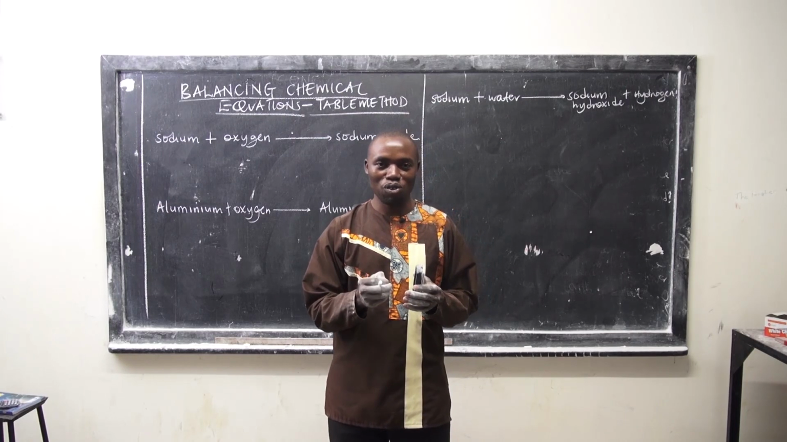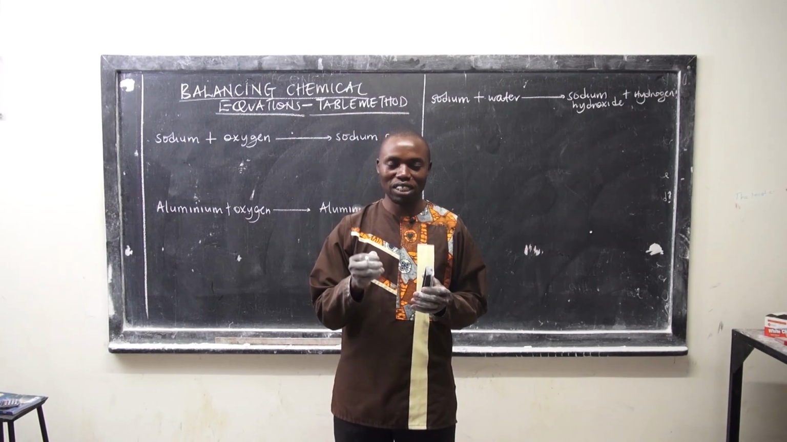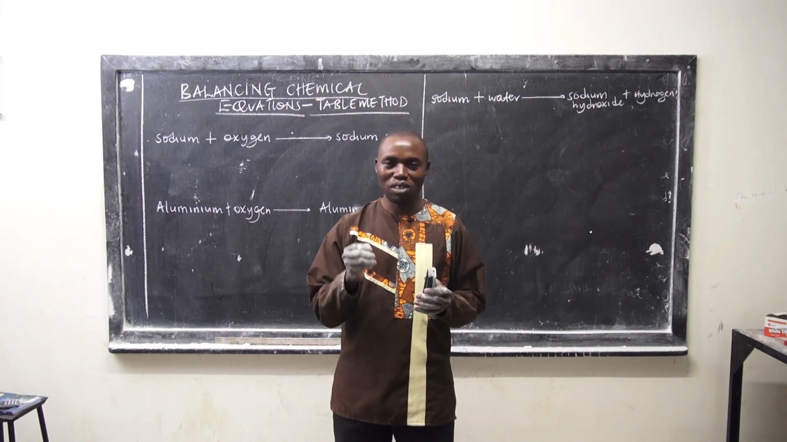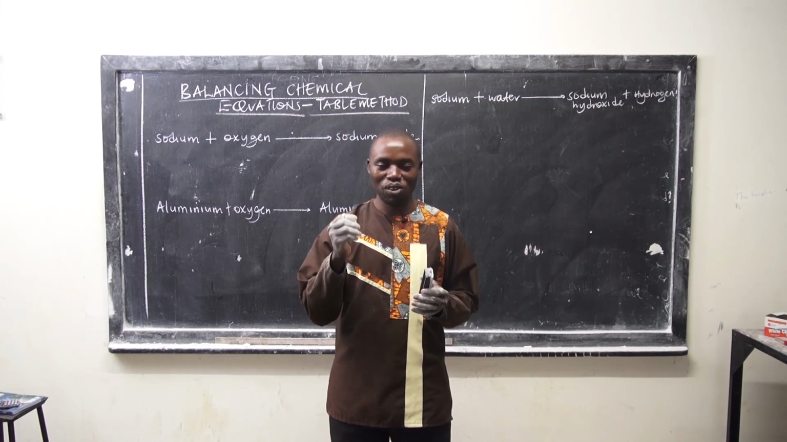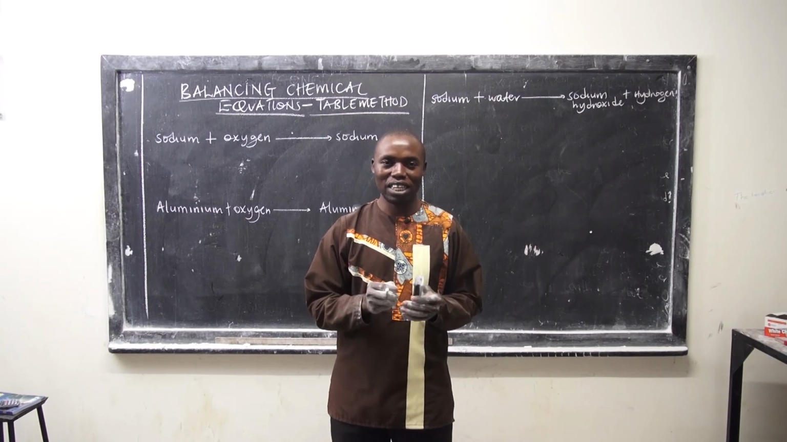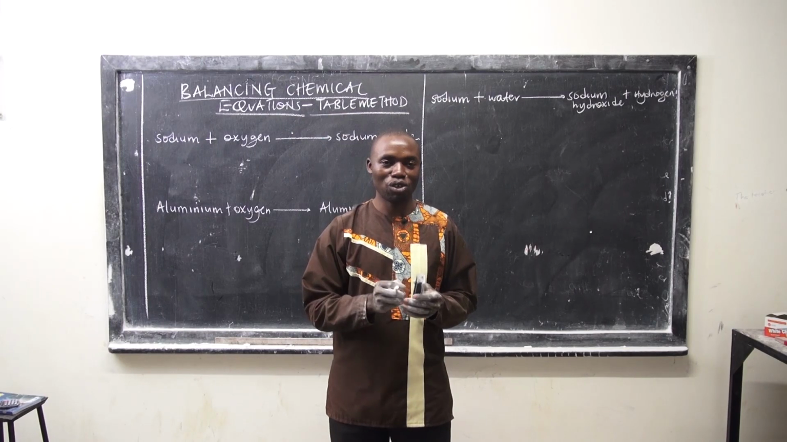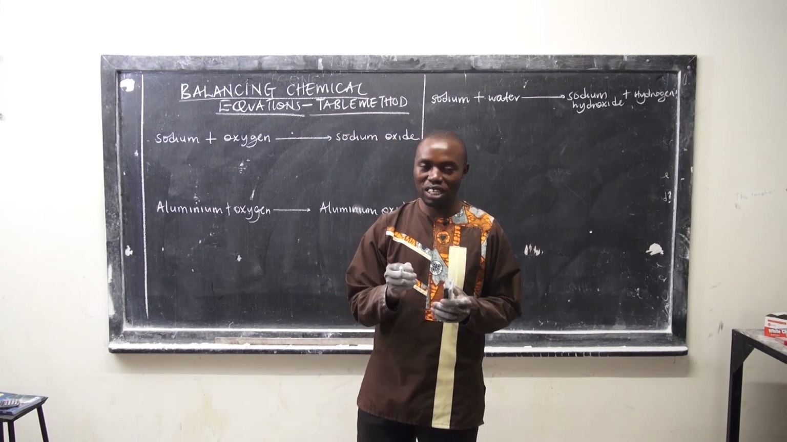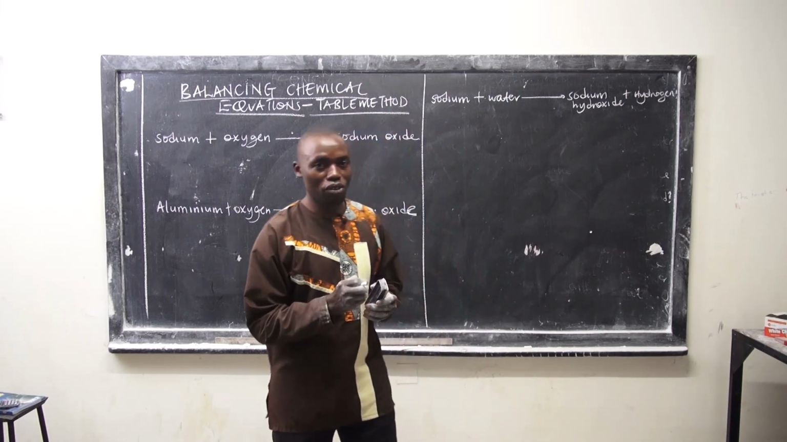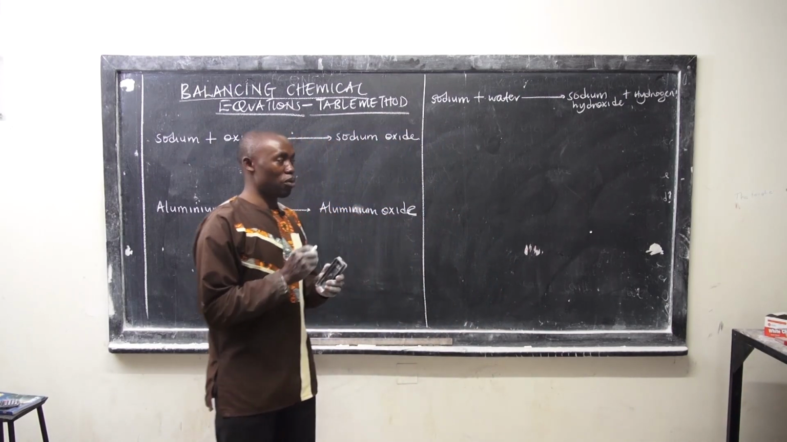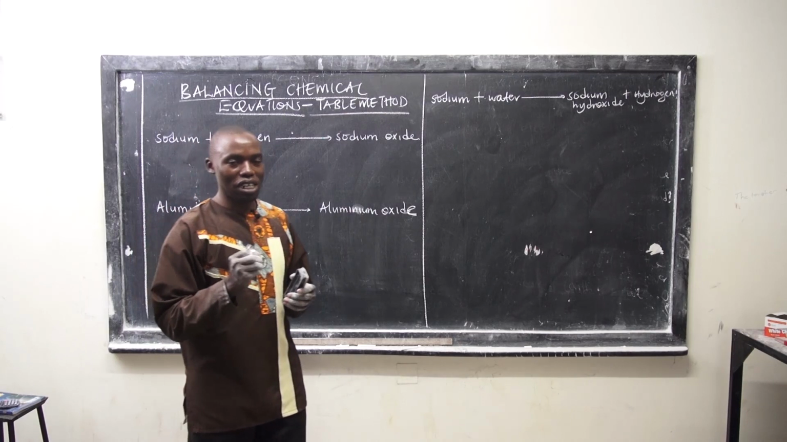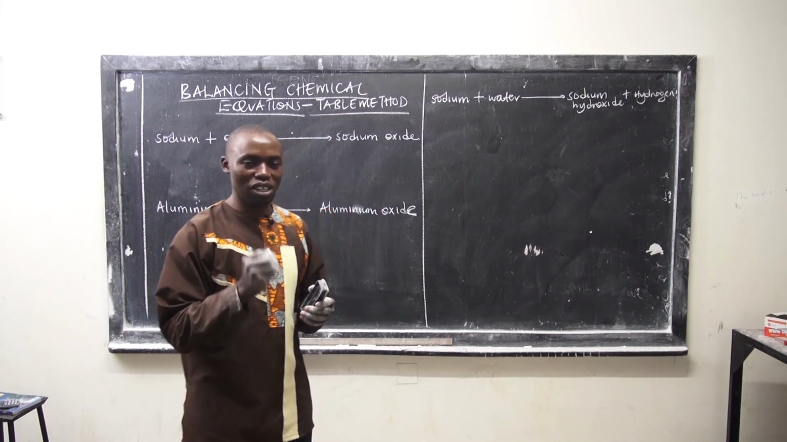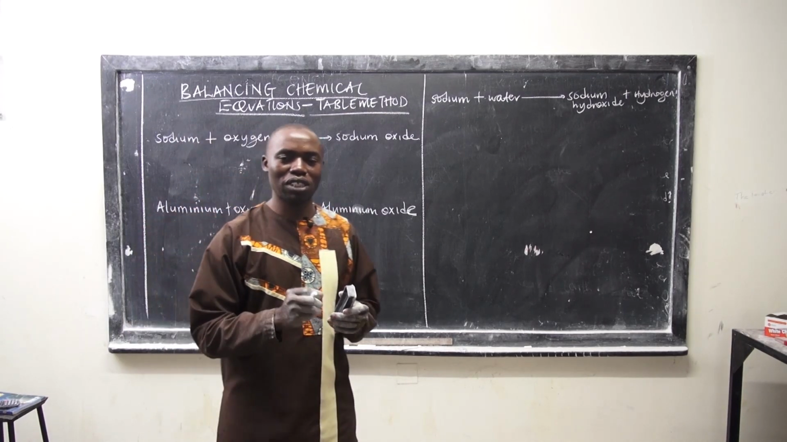Today I've brought for you the video that students are looking for, called balancing chemical equations. This time I'm using the traditional method, or the table method, or the hit and trial method, but particularly I'm looking at the table method. Students are demanding this video. They say we don't know how to balance chemical equations.